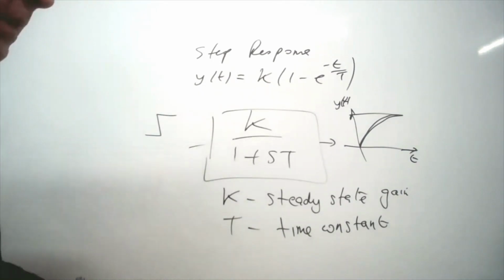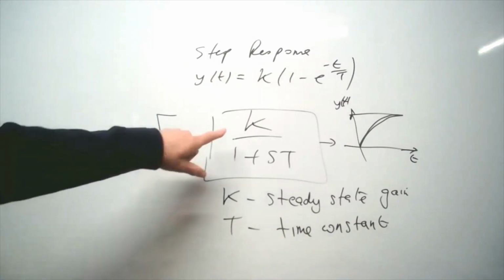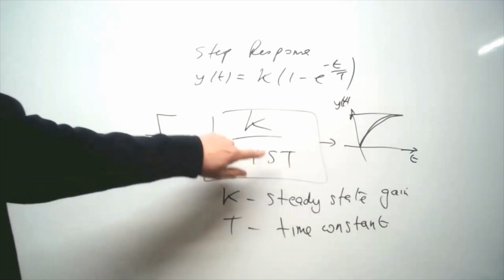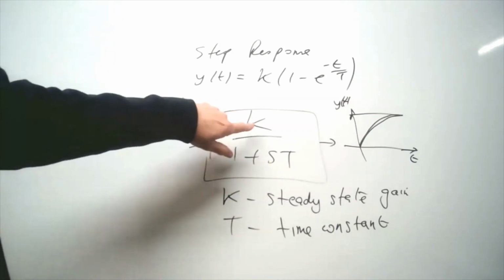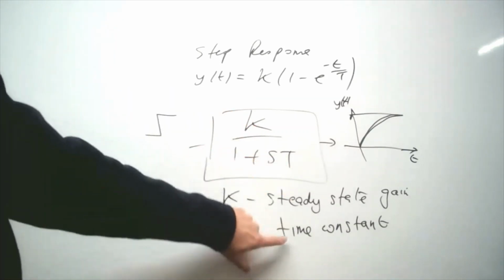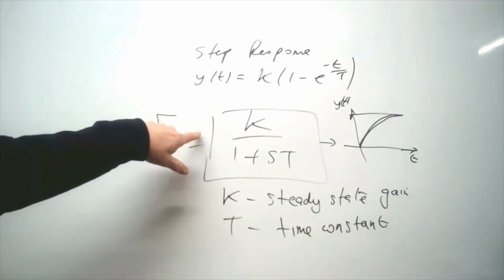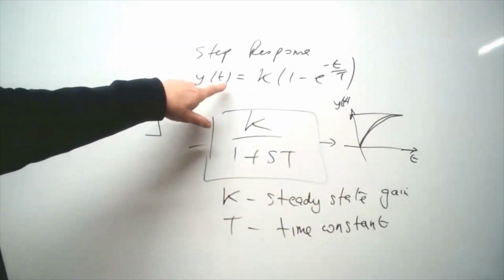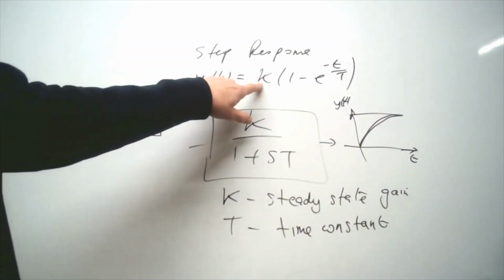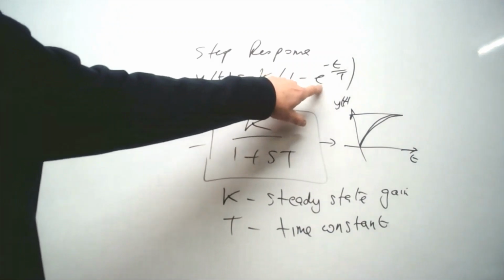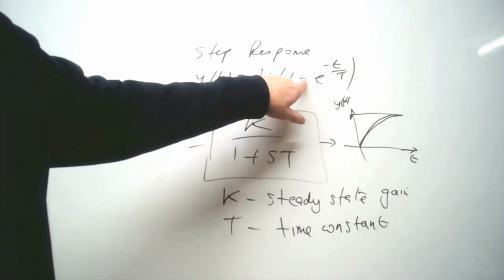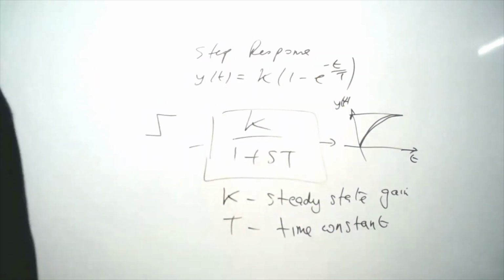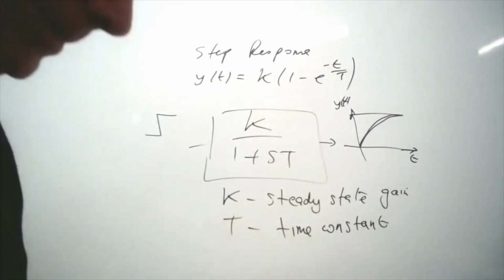Right, so this is just to recap. This is the structure of a first order system, K over 1 plus sT. K is called the steady state gain, T is called the time constant, and if you put a step into this system, you get a response shape that looks a bit like that. And the equation that describes it is y of t is K into open brackets 1 minus e to the minus little t over T, where little t is time. And that's what we've got to remember.